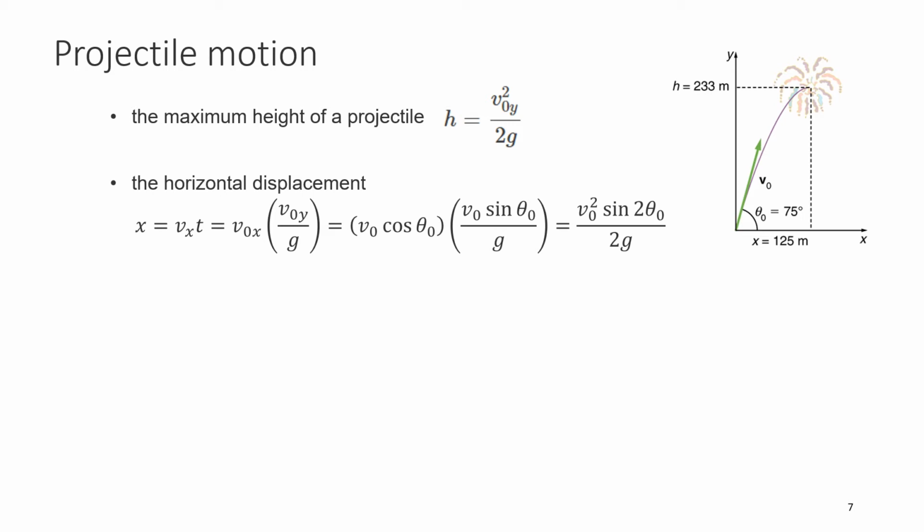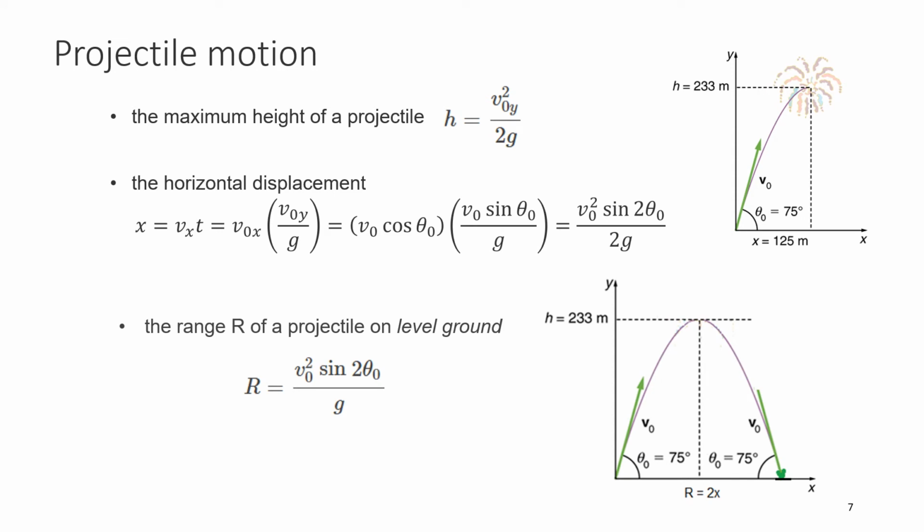Due to symmetry, the range R of the projectile on level ground, for which air resistance is negligible, is given by R equals 2x, which equals V0 squared sine 2 theta0 over g.